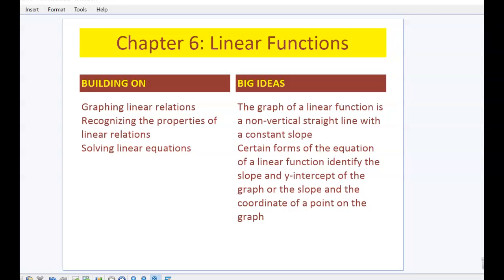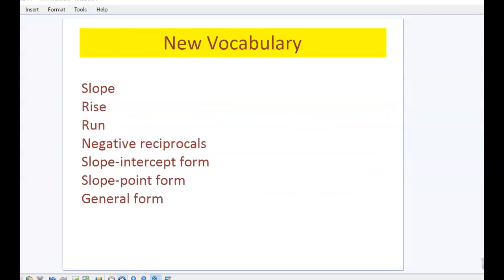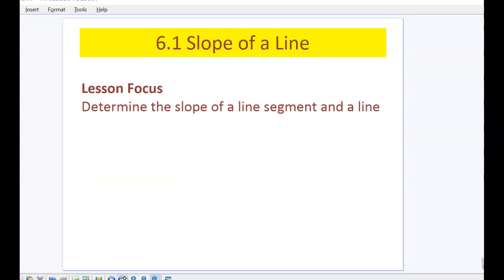In Chapter 6, we're going to study linear functions. We're going to be building off of graphing linear relations and recognizing the properties of linear relations. And the big idea is the graph of a linear function is a non-vertical straight line with a constant slope. And there are certain forms of the equation of a linear function, and we'll learn 3 different forms. Some of the new vocabulary this chapter is slope, rise, run, negative reciprocals, slope-intercept, slope point, and general form.